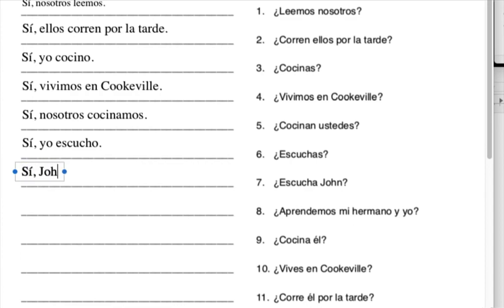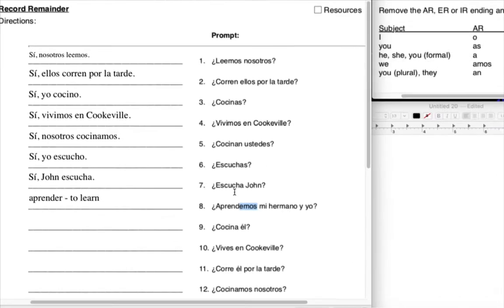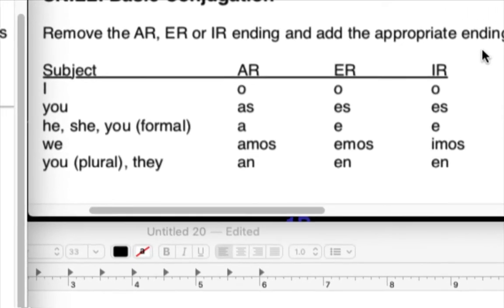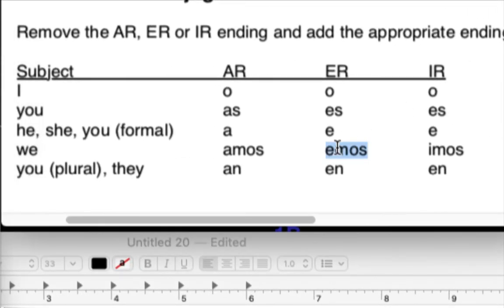Sí, John. Escuchar, take off the AR. My ending for an AR verb for he is a. So sí, John escucha. Number 8. This is do my brother and I learn. Aprender is to learn. So mi hermano y yo is my brother and I. So that's the same idea as we. My brother and I is we. So do my brother and I learn. It had EMOS. They took off the ER. And they added EMOS for do my brother and I. Do we. My brother and I learn.